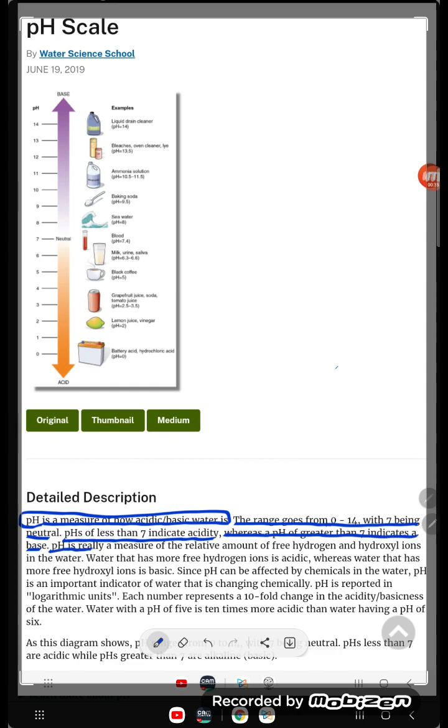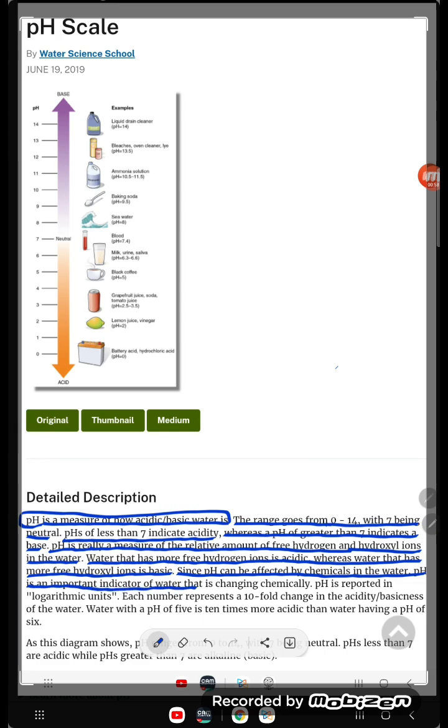pH is really a measure of the relative amount of free hydrogen and hydroxyl ions in the water. Water that has more free hydrogen ions is acidic, whereas water that has more free hydroxyl ions is basic. Since pH can be affected by the chemicals in the water, pH is an important indicator of water that is changing chemically. pH is reported in logarithmic units.